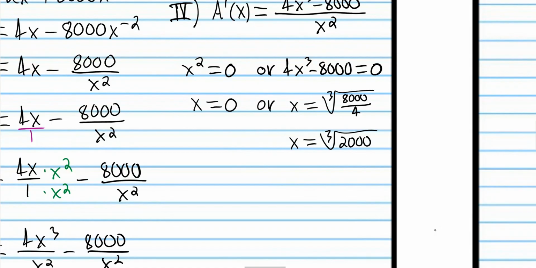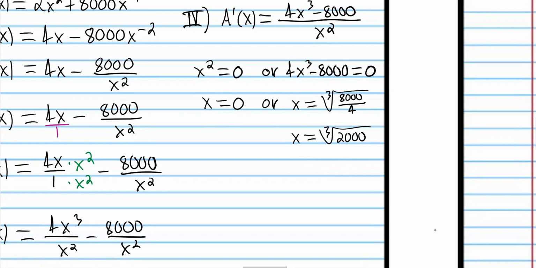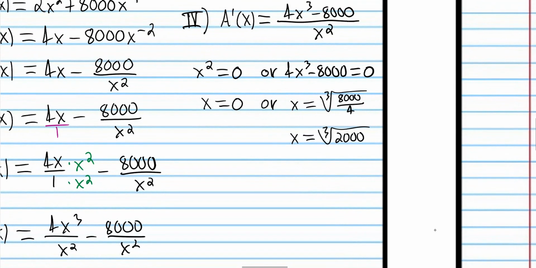Okay, so now what do we do? Well, this is a critical number that we really care about because that could possibly be in our domain. So let's go ahead and calculate what the cube root of 2,000 would be, because we're going to need to have an idea of what that actually is.